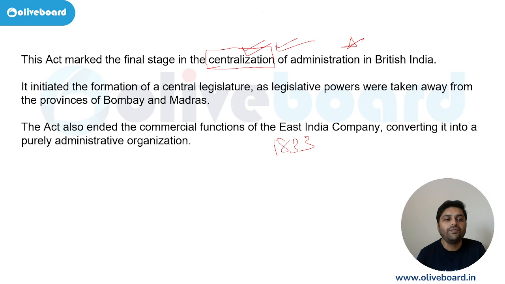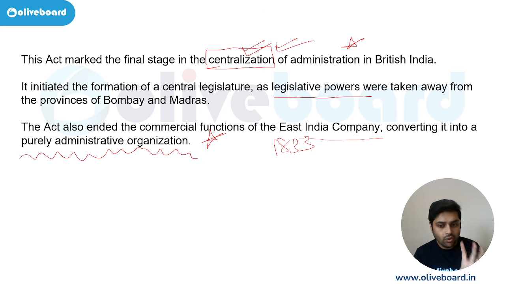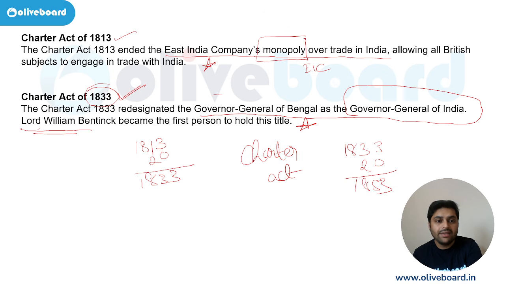Quite important. It initiated the formation of a central legislature as legislative powers were taken away from the provinces of Bombay and Madras. So see, now Bombay and Madras are losing their powers further. And also, it ended the commercial functions of the East India Company, converting it into a purely administrative organization. Important. Okay. So, these things are very important. Please have a note of it. 1833, the last act which did centralization in British administration.